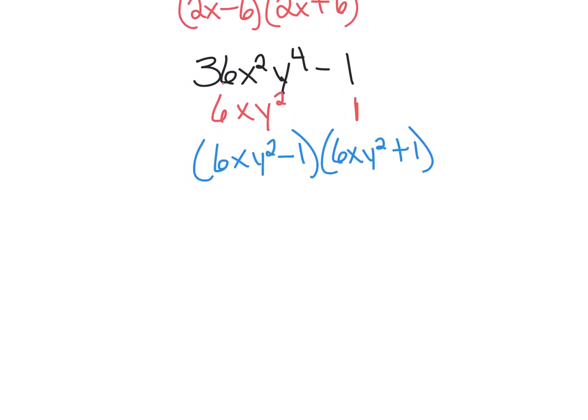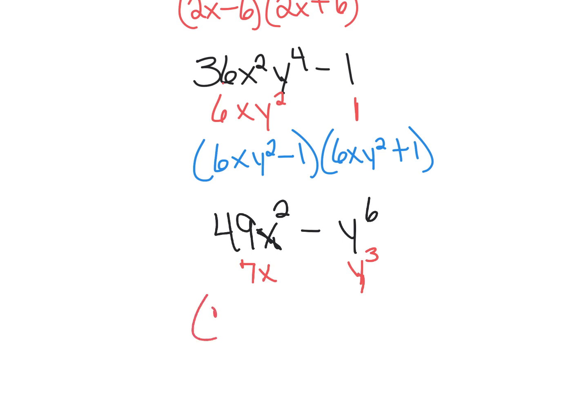Another one might be 49x squared minus y to the 6th. So the square root of 49x squared is 7x, and the square root of y to the 6th is y cubed. They work a little differently, the letters. So 7x minus y cubed and 7x plus y cubed.